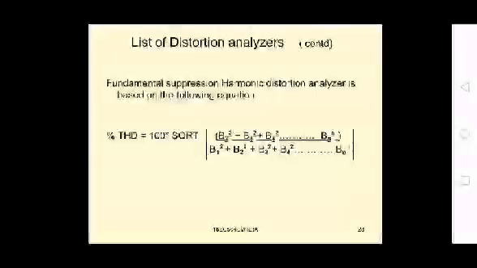But the last one, fundamental suppression, will calculate only the percentage of total harmonic distortion, but it will not calculate the distortion caused by each individual harmonic. That is the main disadvantage of the fundamental suppression harmonic distortion analyzer. It does the calculation of percentage total harmonic distortion, equal to 100 times the root mean square of all the harmonics, that is b2 square, b3 square, b4 square up to bn square, divided by b1 square, and so on.